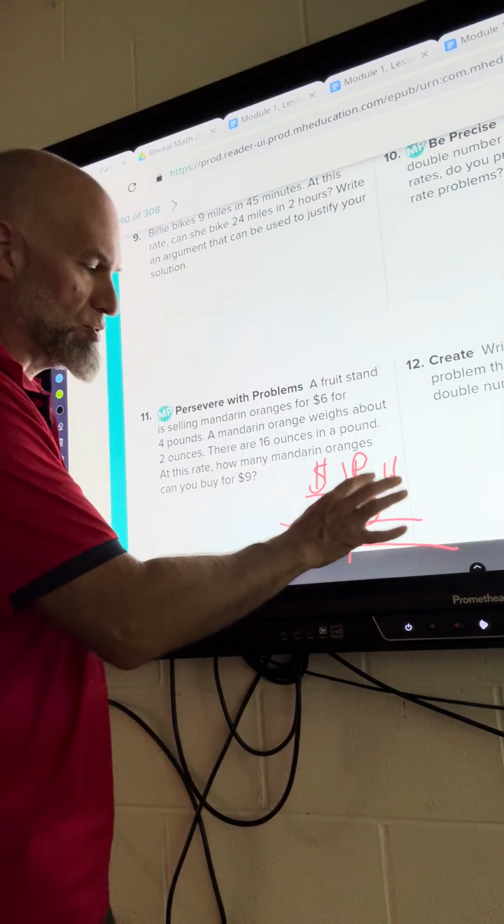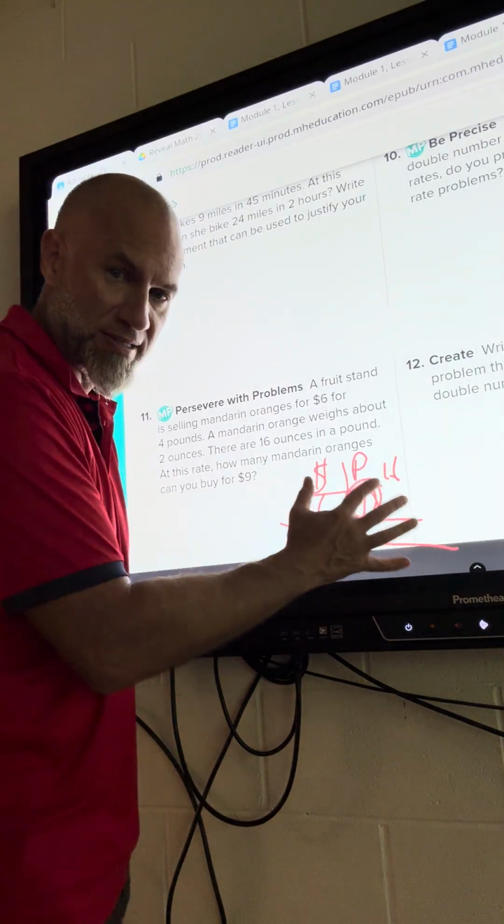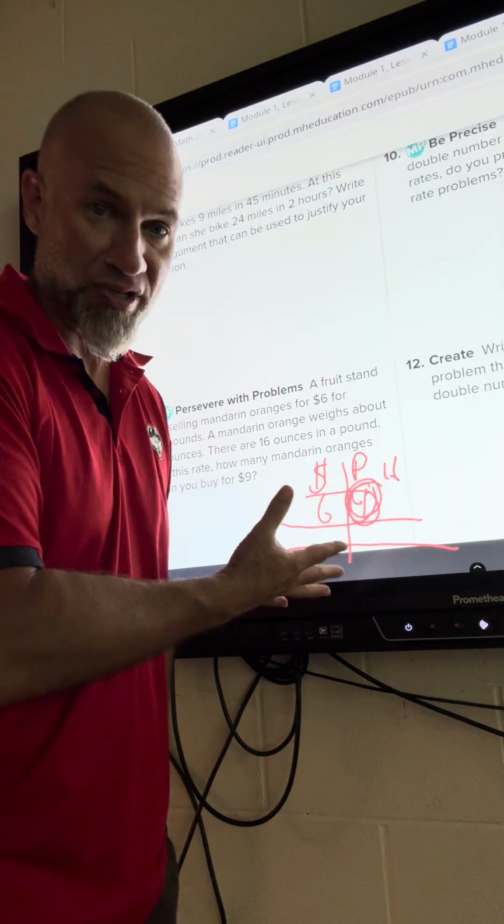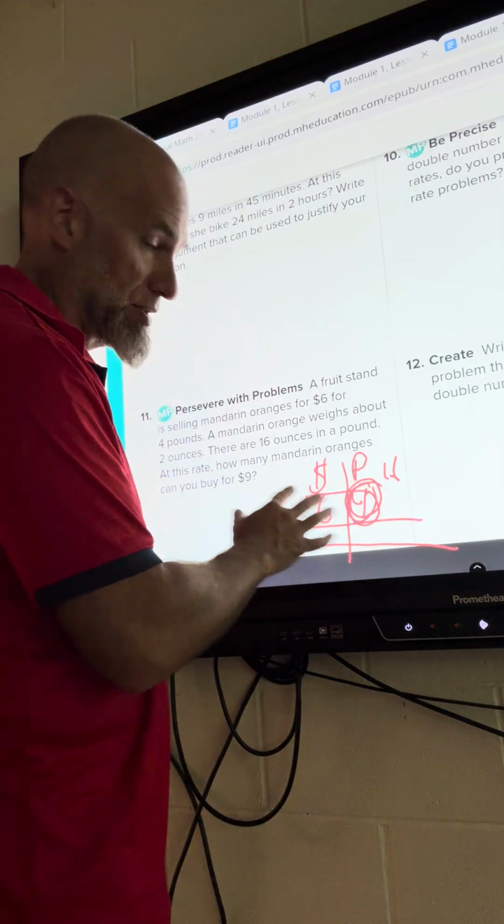All right, you only have to multiply this 4 by 16 to give you the amount of ounces you could buy for $6. You don't have to change the dollar amount. So you may want to do that.